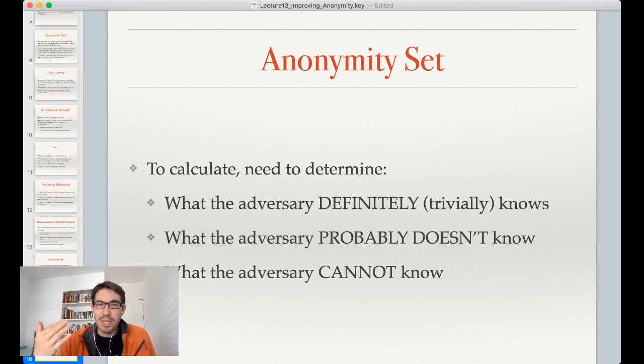So in order to really calculate, or at least estimate, we need to figure out what does the adversary definitely know? What do they trivially know just by looking at the blockchain? What does the adversary probably not know? Right? So, for instance, they probably don't know all of the users. If you have an anonymity set of 100 different addresses, they probably don't know the people behind all of them. And what the adversary cannot know: there are things they cannot know, such as your private key, or at least essentially cannot know.